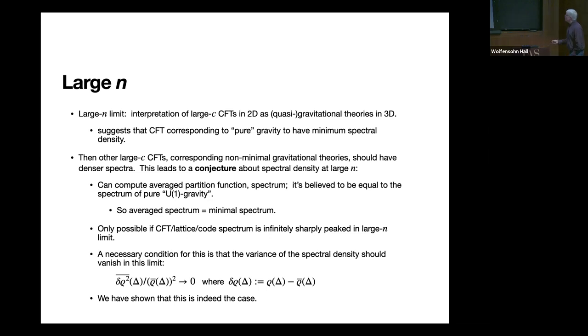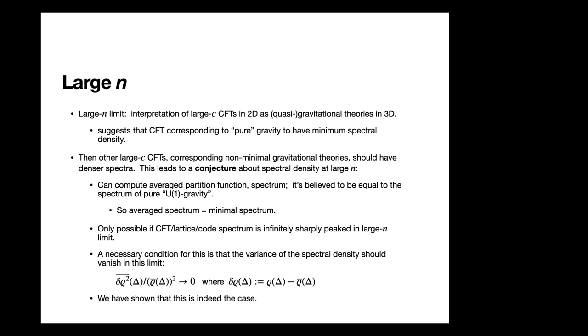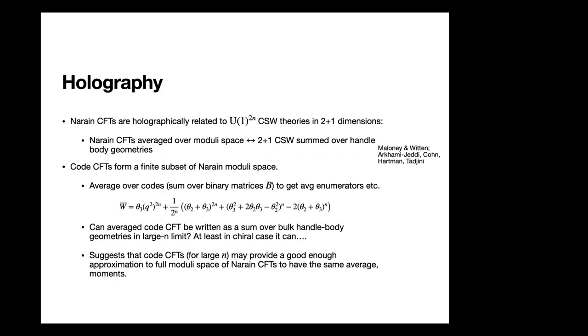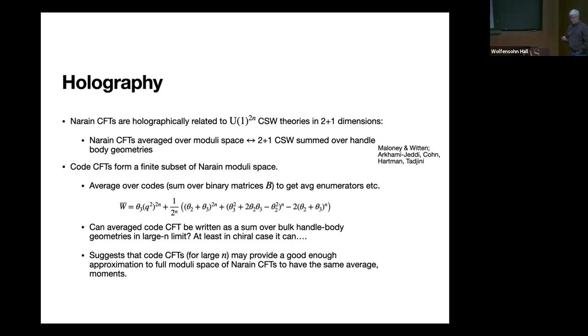All right. So if this is going to be true, that we have this peaking of the spectrum about the minimal possible spectrum, I mean that the distribution of spectra is sharply peaked about this minimal spectrum, we would expect that the variance of the spectral density should go to zero in that limit. And so we were able to check that by computing a correlation function of two partition functions, or in the code context two enumerator polynomials, and showed that it went to zero. In which ensemble of CFTs did you check that? Of code CFTs. Not Narain, but code CFTs, right. It's also been shown in the Narain case.